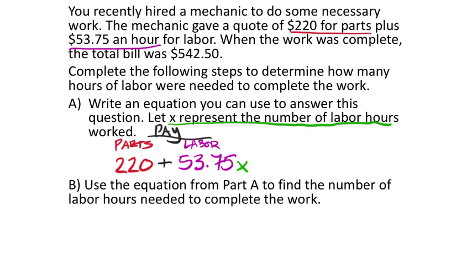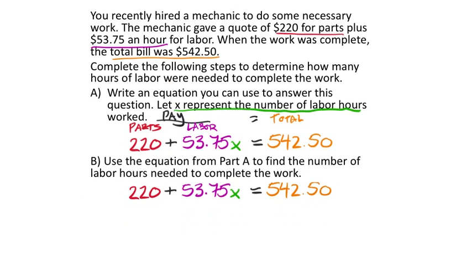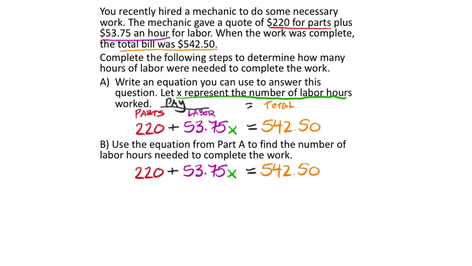But then we got some kind of total amount that was paid as well. And that's what this should equal. How much you pay should equal the total. The total, it says, was $542.50. That's the equation. So on the assignment, that's the first box that you're going to fill in. The stuff that we just put in there, okay? So I'm going to copy this down here because I'm now going to need it in order to solve for how many hours the mechanic worked.